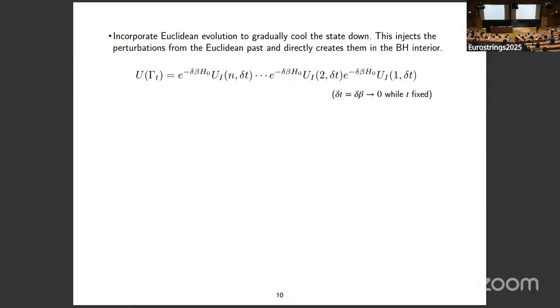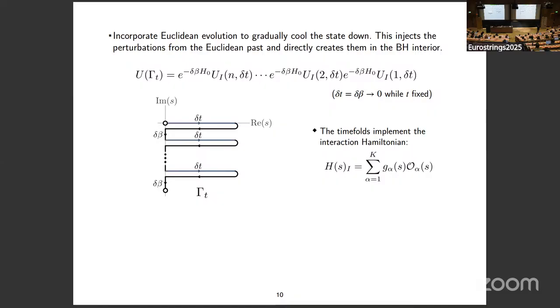Okay, so the idea is essentially to time evolve the black hole with this Brownian time evolution infinitesimally, and then cool the state down with some Euclidean evolution. And do this infinitesimally over and over again. And in this way, generate some finite temperature version of this Brownian evolution. So we will take the infinitesimal time steps of Euclidean and Lorentzian evolution to 0 while keeping t fixed. Okay.